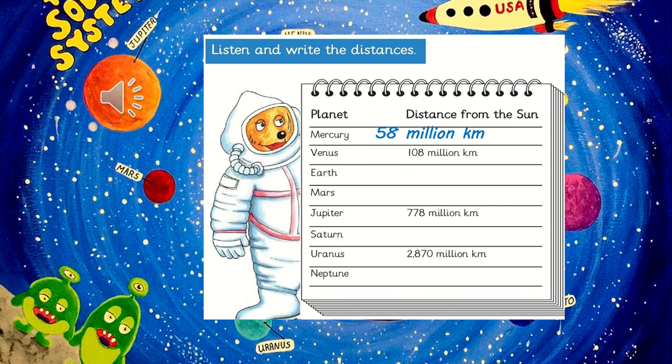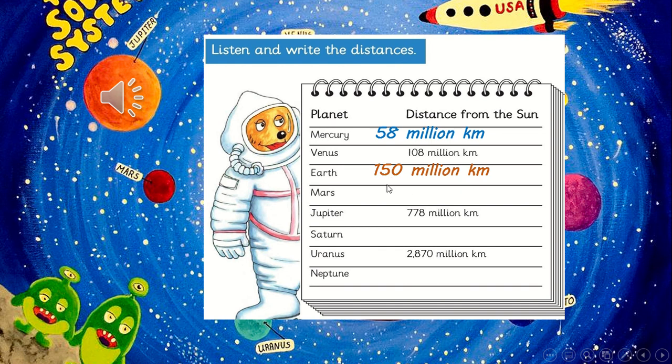Our planet, Earth, is the 3rd planet from the Sun. It is about 150 million kilometers from the Sun.